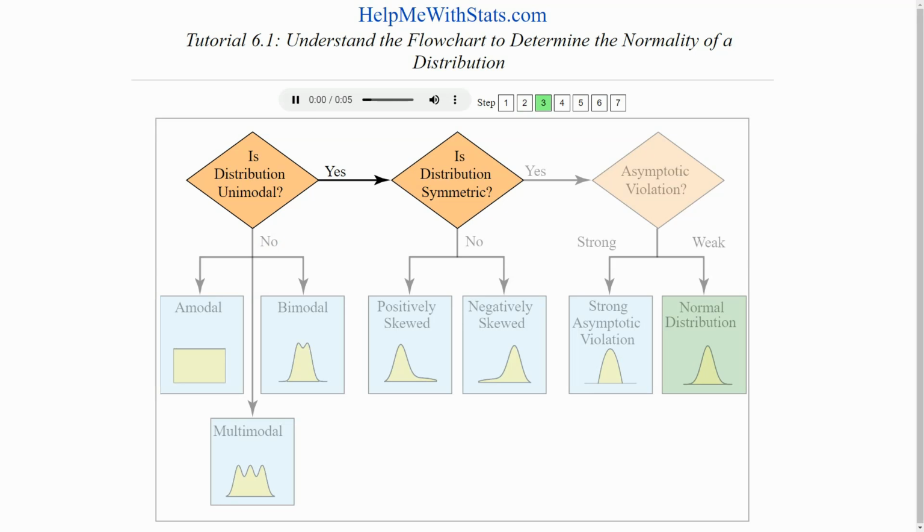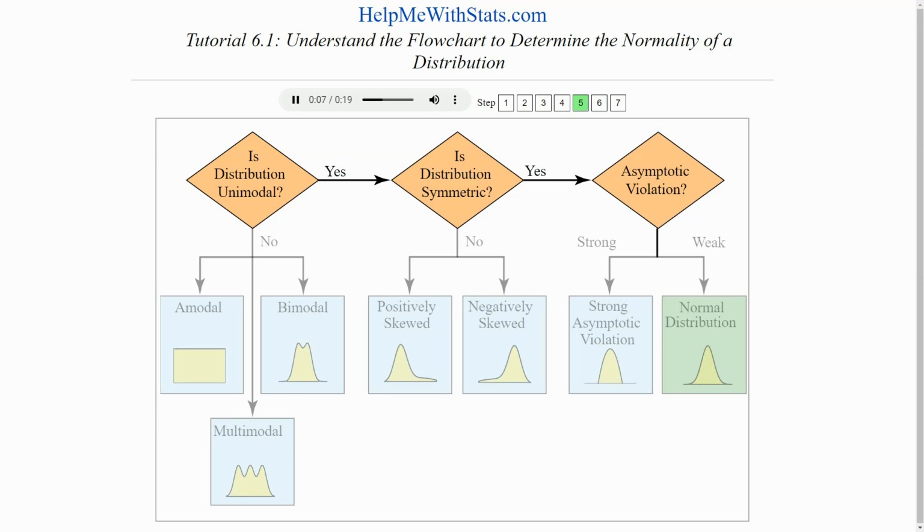If the distribution is unimodal, then we need to check the symmetry of the distribution. If the distribution is either positively skewed or negatively skewed, then the distribution will not be symmetric. If the distribution is not symmetric, then it is not a normal distribution. If the distribution is symmetric, then we need to check if the distribution is asymptotic.